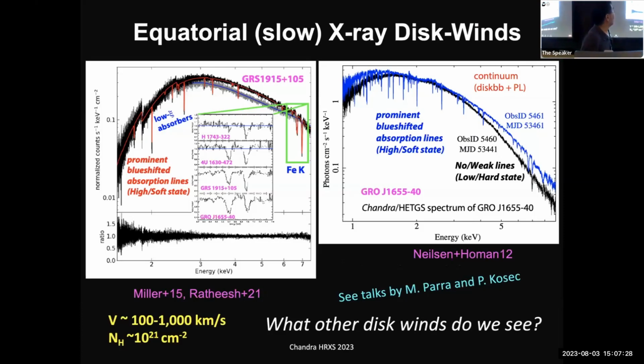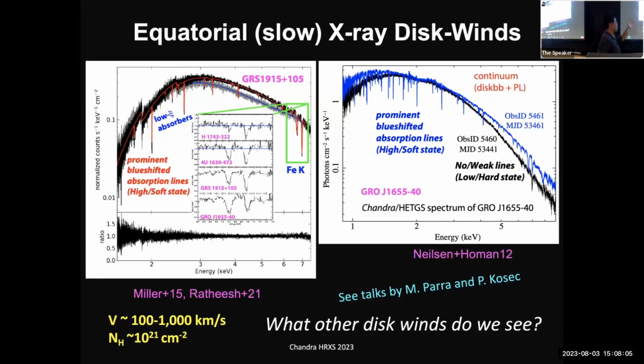Okay, so this is the canonical, conventional high inclination equatorial disk winds that we have already known. The previous speakers have talked about this already. For example, GRS 1915 on the left, and on the right, we have GRO J1655 when the system is very bright from accretion disk thermal radiation. You can clearly see iron K, hydrogen-like and helium-like absorbers. In these two objects, we also see low ionization soft X-ray absorbers as well.